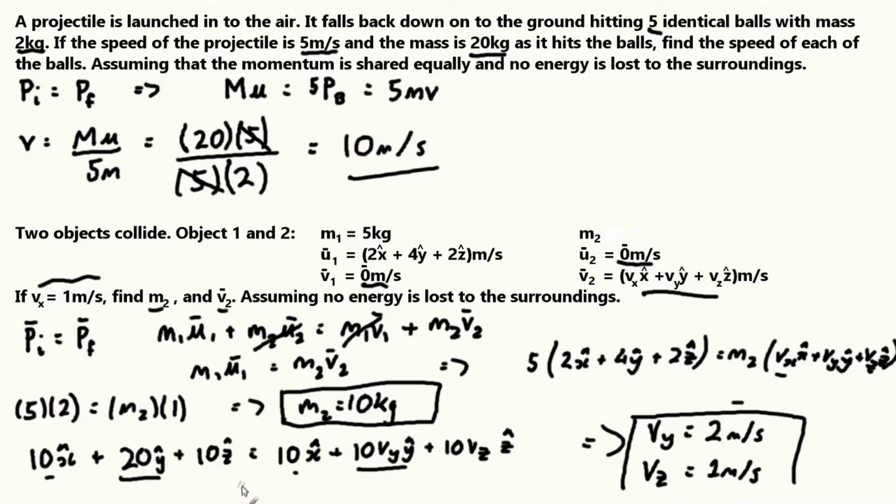And therefore, we can rewrite V2 to be equal to 10 times Vx x hat plus Vy y hat plus Vz z hat, which is 10 x hat plus 20 y hat plus 10 z hat meters per second.